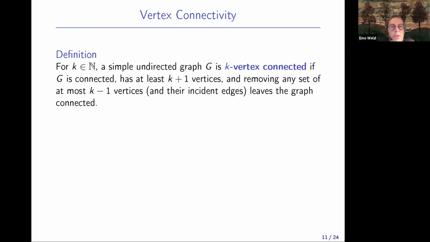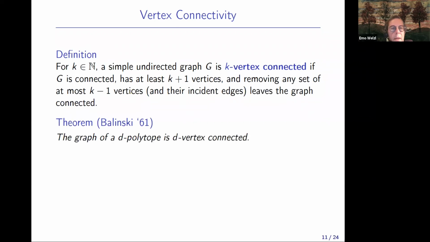So what is vertex connectivity? For k a natural number, a simple undirected graph is k-vertex connected if it is connected, has at least k plus 1 vertices, and removing any set of at most k minus 1 vertices and their incident edges leaves the graph connected. So that's a very basic definition in graph theory.